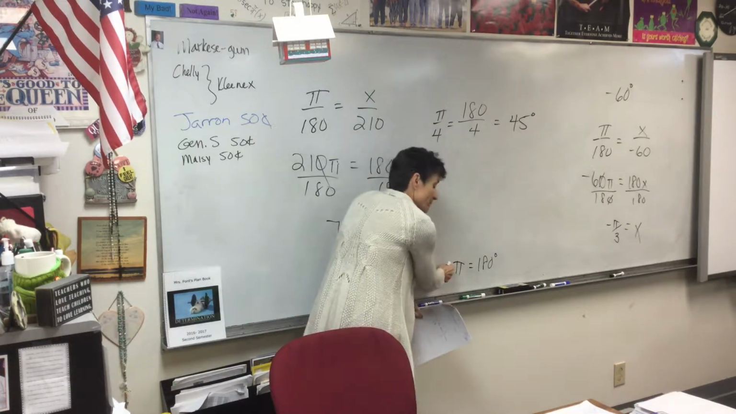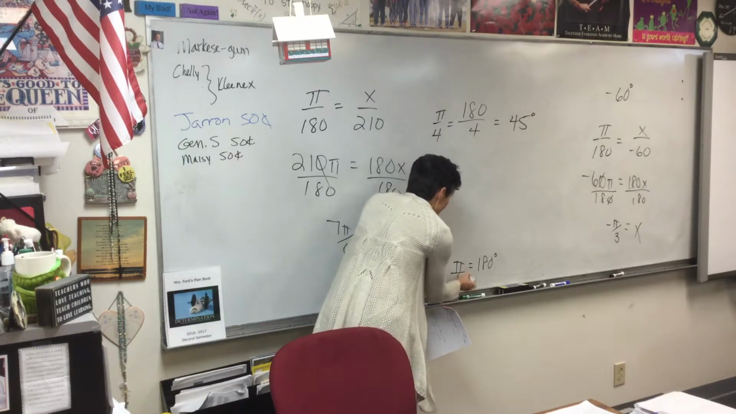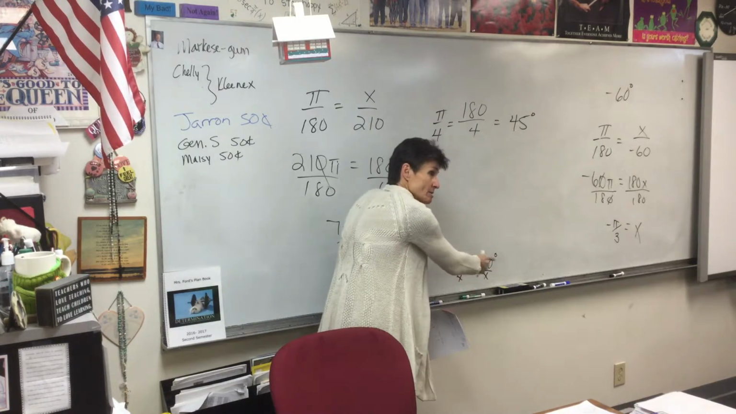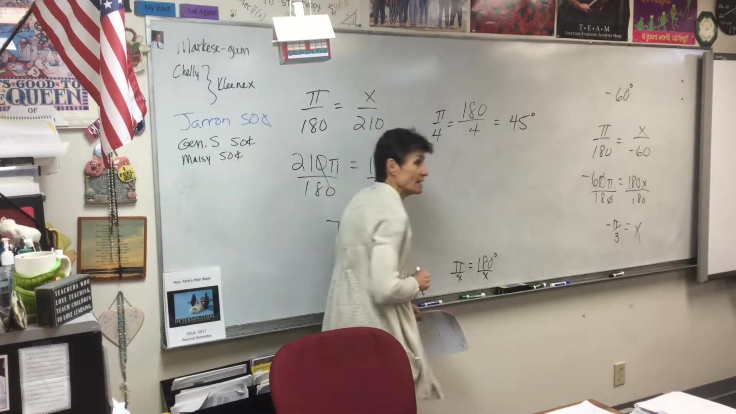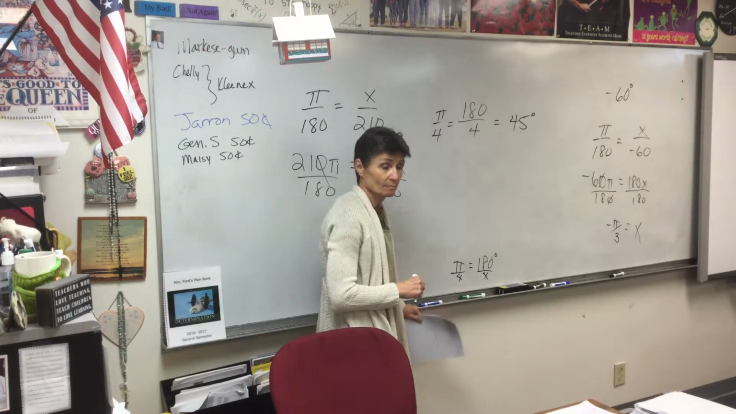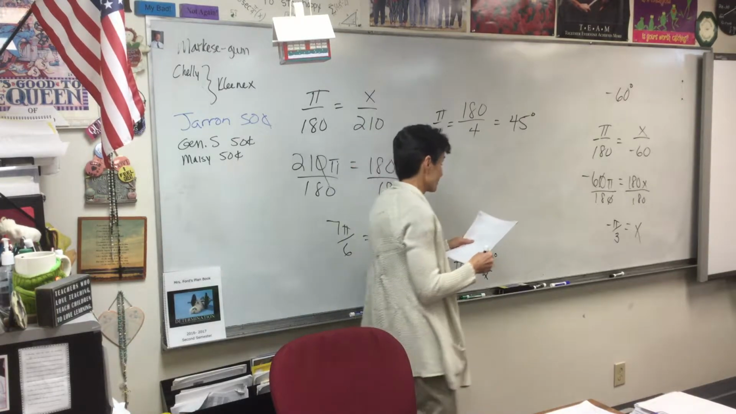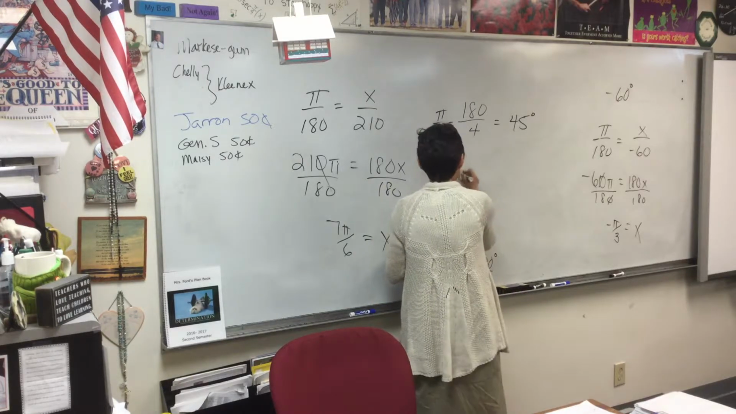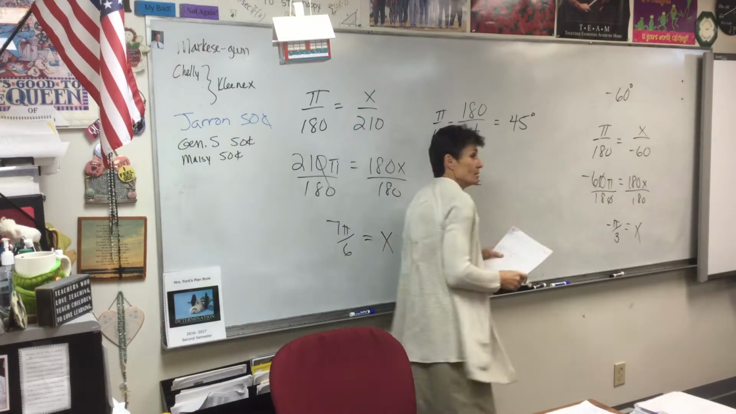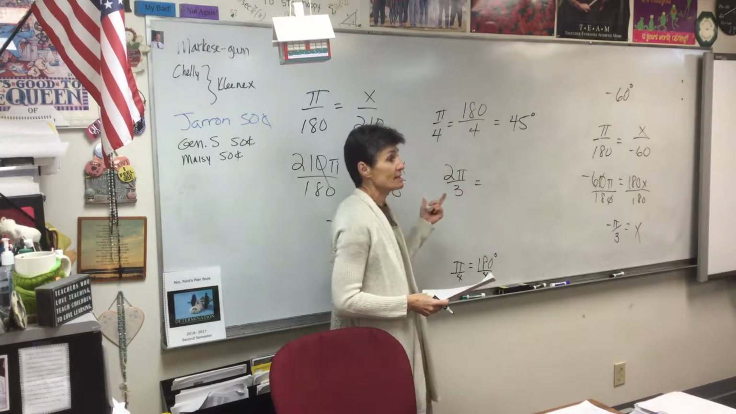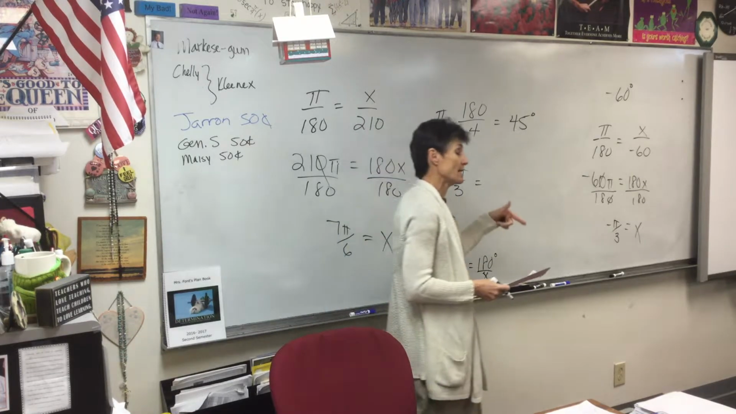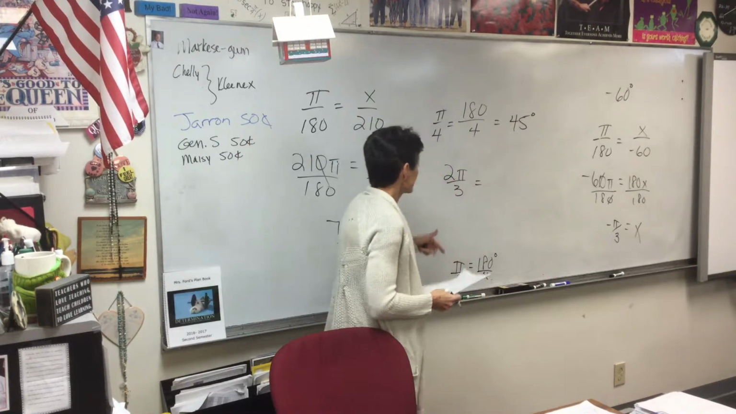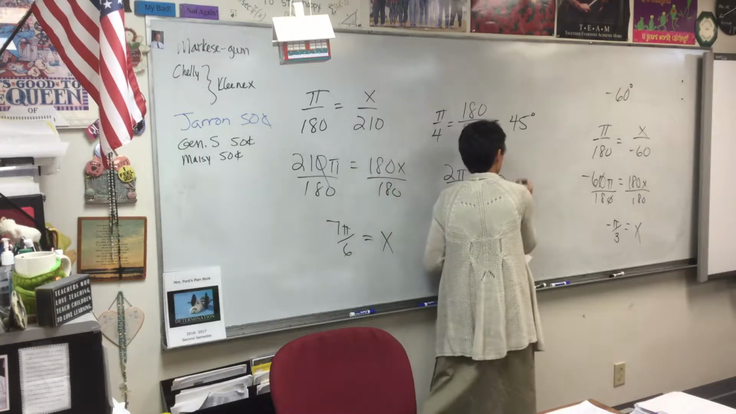Look, this is fact. Divide both sides by 4. See how that works? Pi over 4 is 180 divided by 4. So the next one is 2 pi over 3. That's 360 divided by 3, because it's 2 180s divided by 3. So that would be 120 degrees.